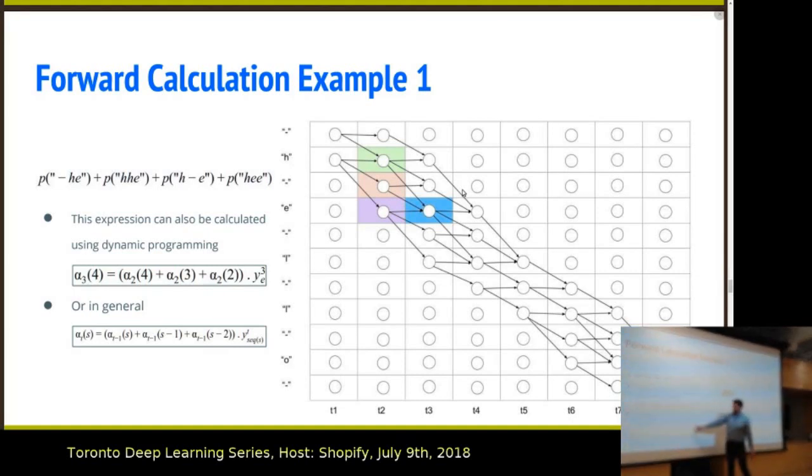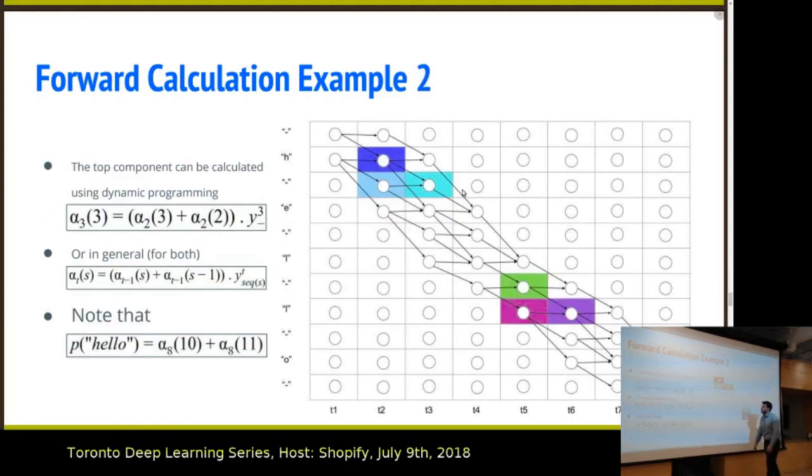The general equation is here. This is just one case. There is another case where we have a blank. We cannot go from blank to blank, otherwise we skip a ground truth character, and that's not allowed. So we only take the last 2 forward variables into consideration and multiply by the network's output for blank at time step 3.